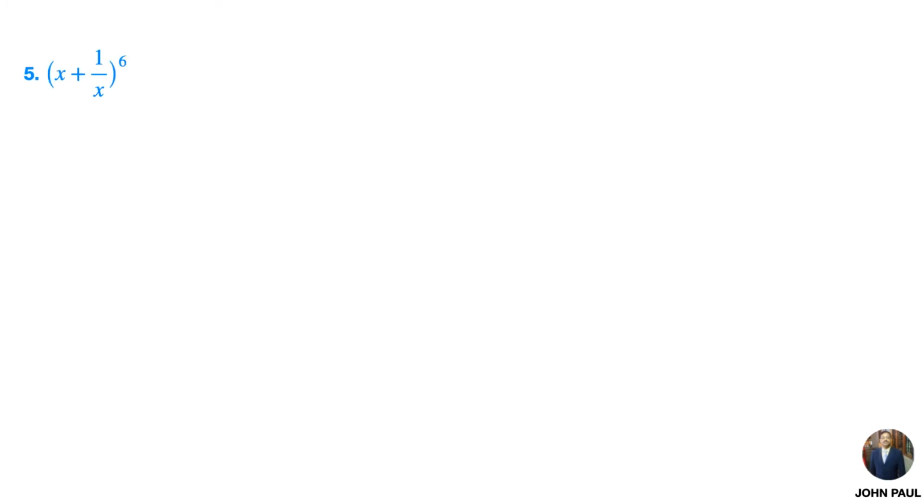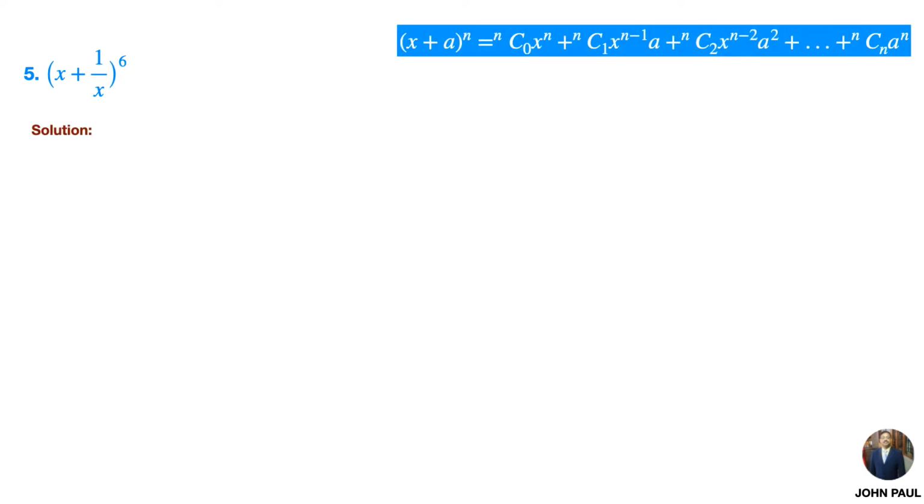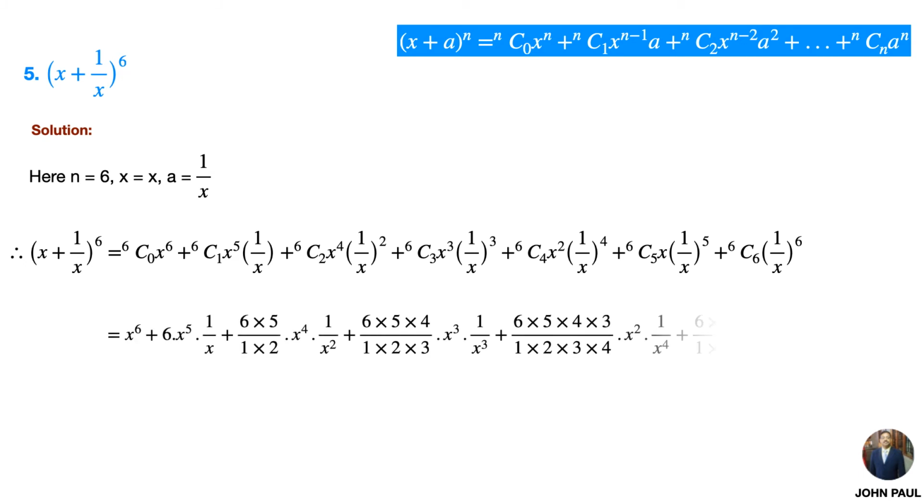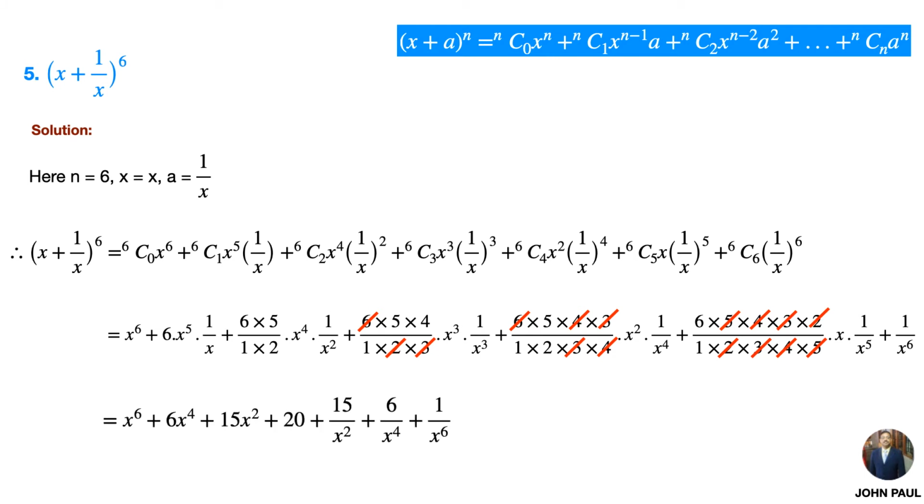Fifth one, (x + 1/x)^6, binomial theorem. Solution: n is 6, x is x, a is 1/x. Substitute in the binomial theorem. We know the combination, how to simplify, and taking the power inside. Cancel the common terms. If you want to use the formula for combination also, you can use that which I used in the first problem. And by simplifying, we get this.